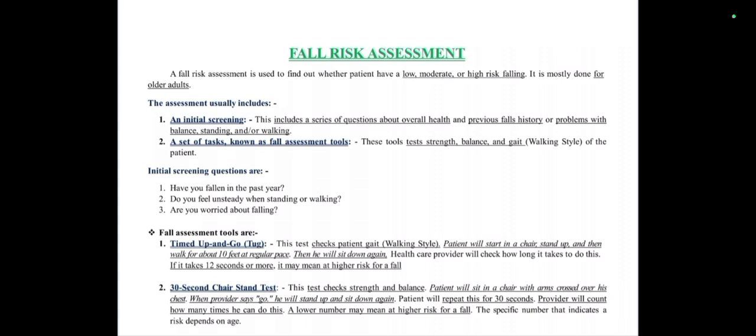30-second chair stand test. This test checks strength and balance. The patient will sit in a chair with arms crossed over his chest. When the provider says go, he will stand up and sit down again. The patient will repeat this for 30 seconds. The provider will count how many times he can do this. A lower number may mean a higher risk for falling. The specific number that indicates a risk depends on age.